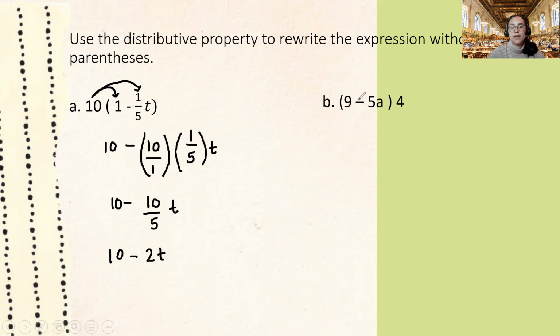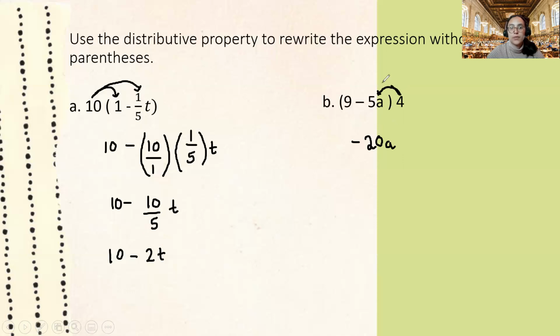For B, I have 9 minus 5a, and all of this is multiplied by 4. So I'm going to use the distributive property again and distribute the 4 into this parentheses. So I have 4 times negative 5a. So 4 is positive, 5a is negative because of this sign right here. So my answer is going to be negative. So 4 times 5 will give me 20. And I carry my variable a.